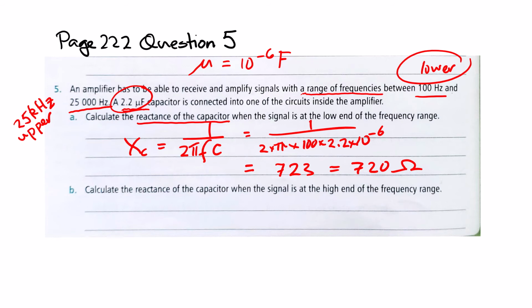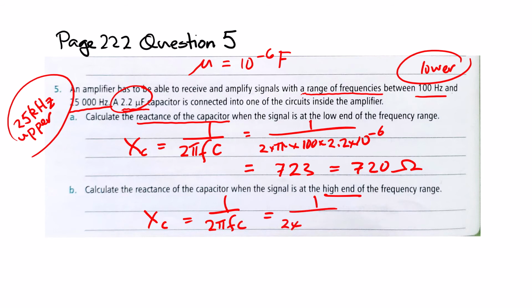Part 3, calculate the reactance of the capacitor when the signal is at the high end, 25k. So it's again the same equation. XC is equal to 1 over 2 pi FC is equal to 1 divided by 2 times pi times now 25,000 times 2.2 times 10 to the negative 6. Keep your wits about you when you're using your calculator, and you'll come up with the capacitive reactance of 2.9 ohm.